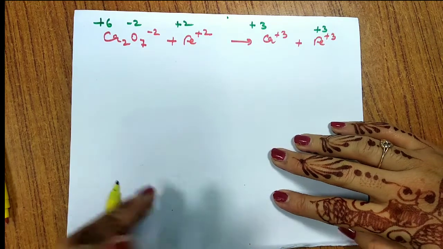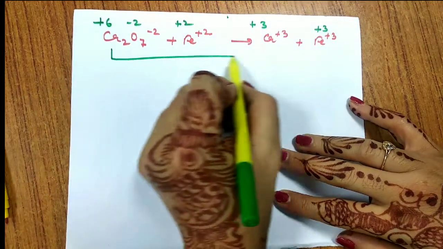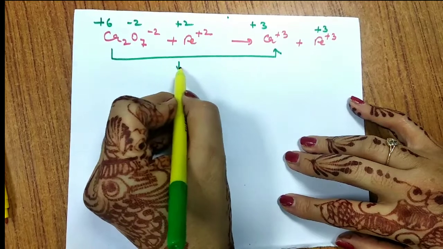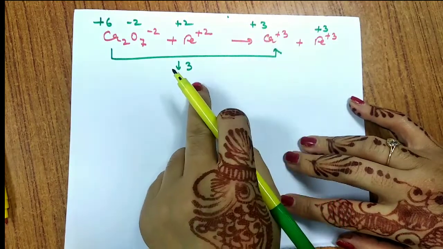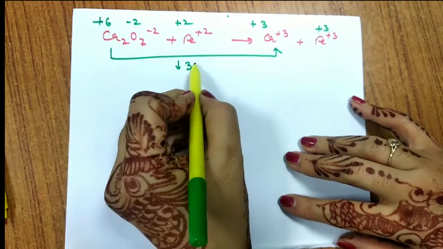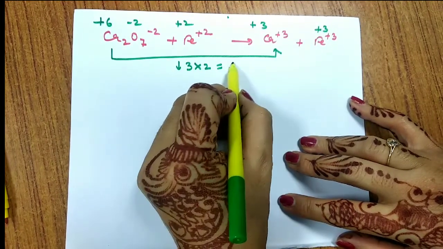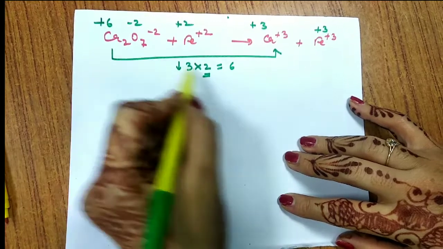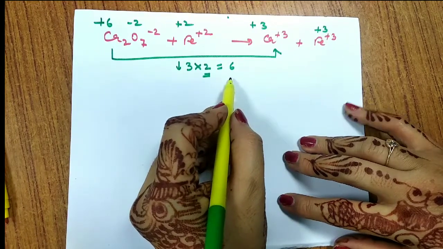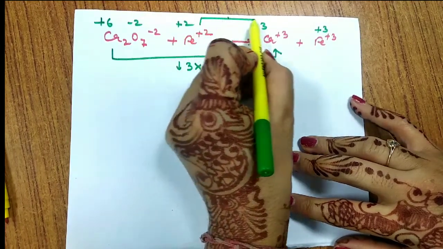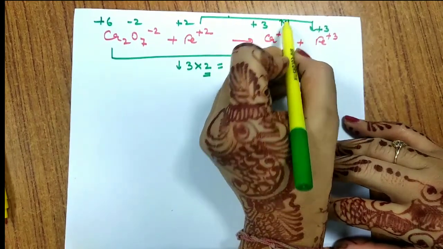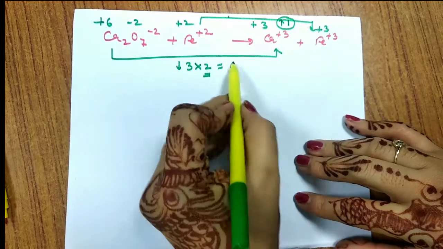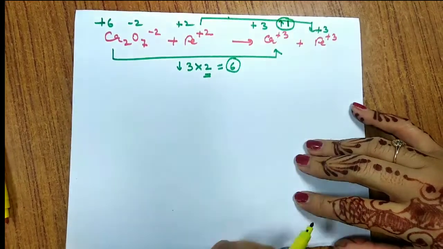Now the next step is to find out the increase or decrease in oxidation number. So 6 minus 3 goes 3. Per atom, we are having 2 chromium atoms. I will multiply it with 2. As I have 2 chromium atoms, I have to multiply here only. Here it goes from plus 2 to plus 3. That means increase by 1. Decrease by 6, increase by 1.